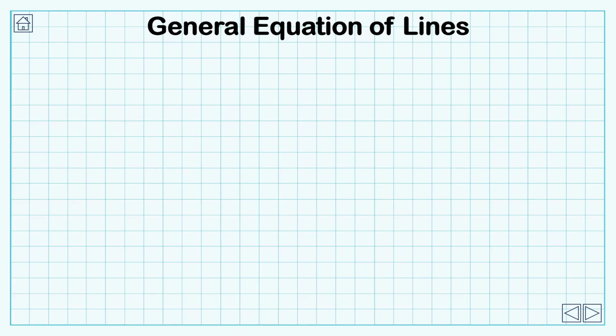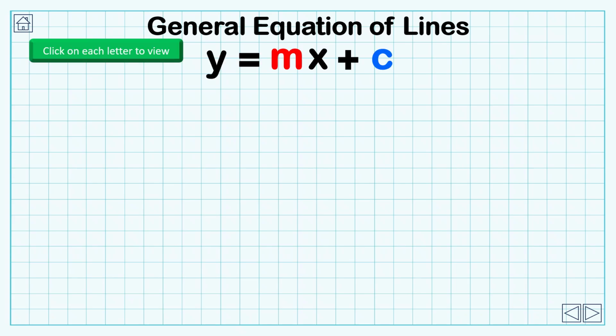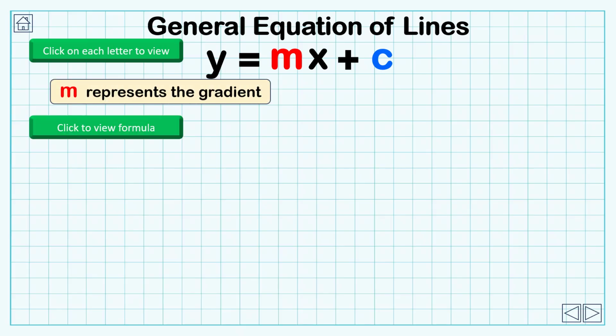So what is the equation that represents every line? The general equation of lines is given in the form of y = mx + c. And what is m? m represents the gradient of the line. We've got a formula for working out the gradient, and this is given as rise over run.